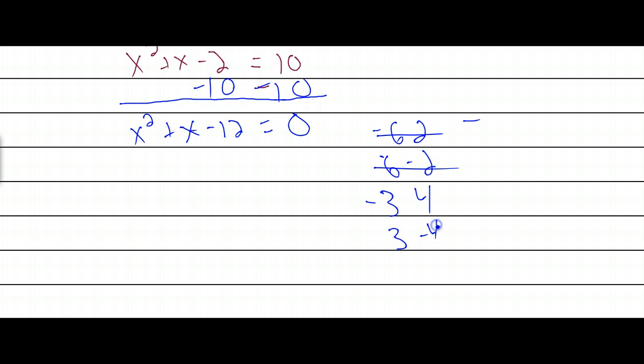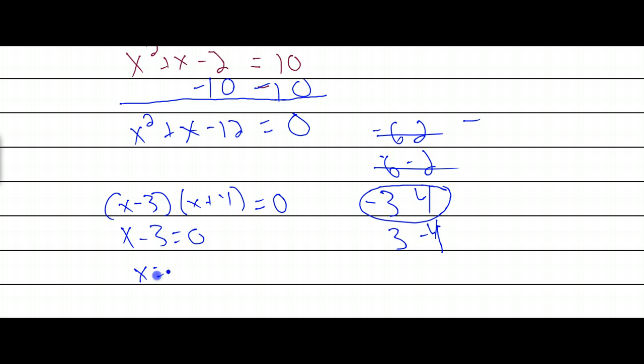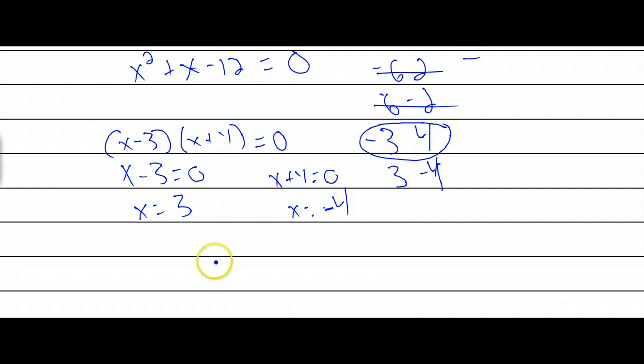Now you have to remember, since this is positive, the biggest one has to be positive. So our factors will be negative 3 and 4. So you have x minus 3 times x plus 4, that's going to give you 0. So it's either x minus 3 is equal to 0, which gives us x is equal to 3, or x plus 4 is equal to 0, and x is equal to negative 4. Those two are your answers, but x is going to be one number. So it's this one or that one.